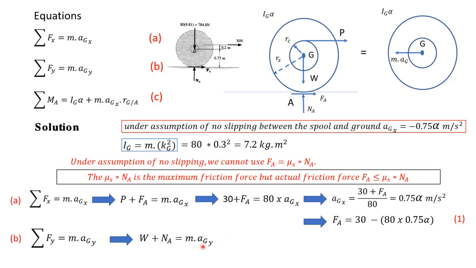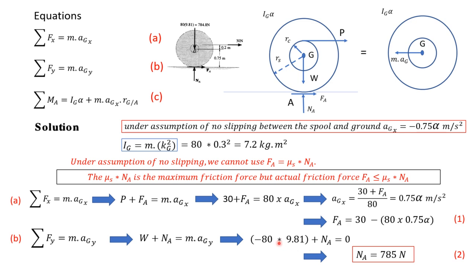Now we're going to equation 2. It's going to be the weight negative plus the NA is equal to 0. Then I can find the value for the NA, just equal to the weight, but it's going to be upward. Now we're going to another equation to find the value for the alpha.